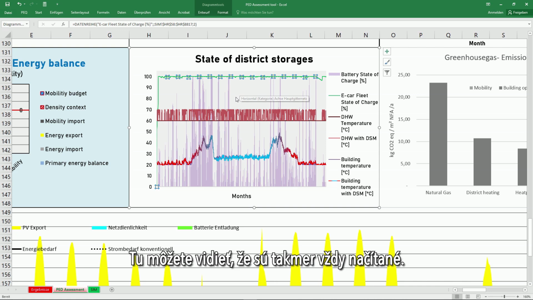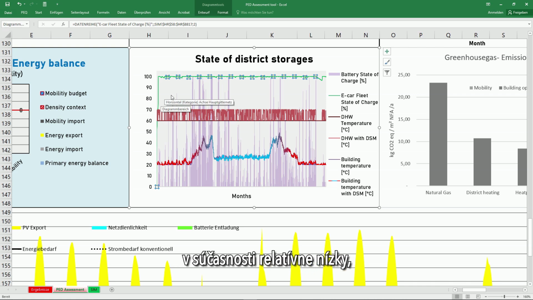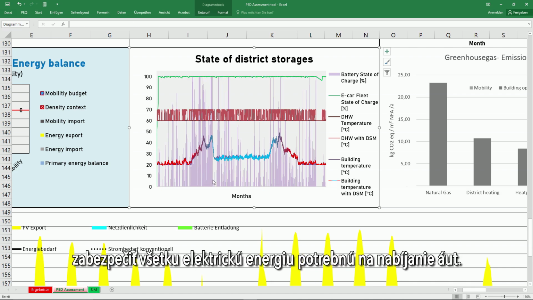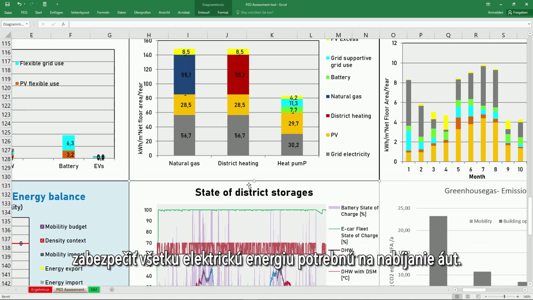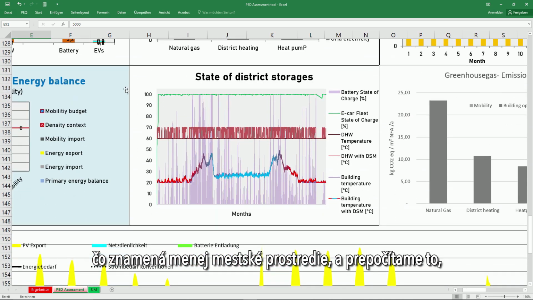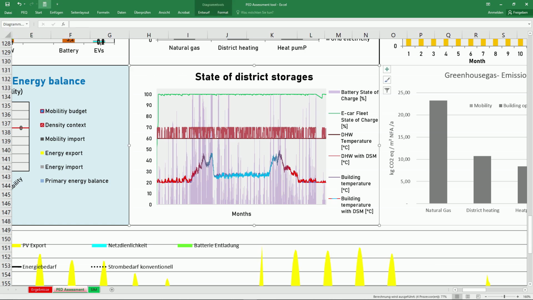Here you can see that they are pretty much always loaded. This has to do with the fact that the energy demand in the grid is relatively low. The energy demand for mobility is relatively low right now, and so it's relatively simple and easy to provide all the electricity required to charge the cars. But we can change this if we change the kilometers here to something more like 5,000, which means a less urban environment, and recalculate this. Then we should be able to see a change in the district storages.